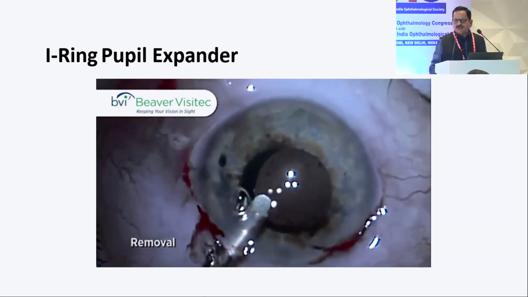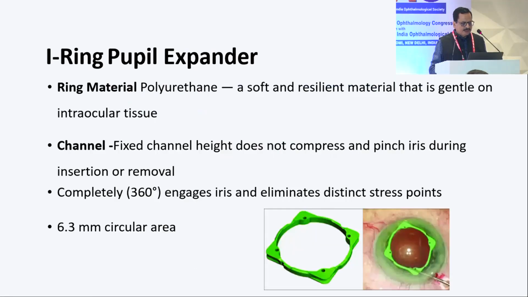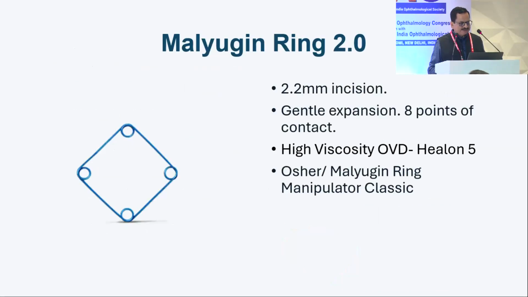And you have to use a lot of viscoelastic in these to avoid damage to the surrounding structures. So it's made of ring material polyurethane. It's a soft, resilient material that's gentle on the intraocular tissue, and the fixed channel height does not compress the iris during the surgery. It completely engages the iris 360 degrees and eliminates distinct stress points. There are no points as such. And it gives a good 6.3 millimeter circular area to do the operation.